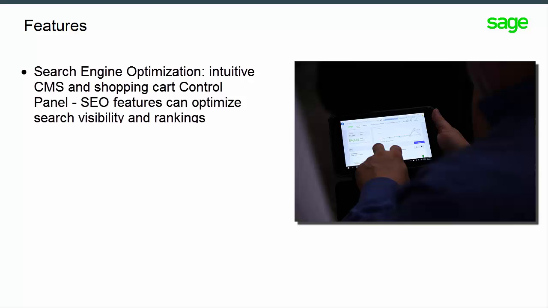In this module, you will learn about some of the features of Sage Symphony eCommerce, including search engine optimization with an intuitive and easy-to-use CMS and shopping cart control panel that includes advanced SEO features that enable you to optimize search visibility and rankings.